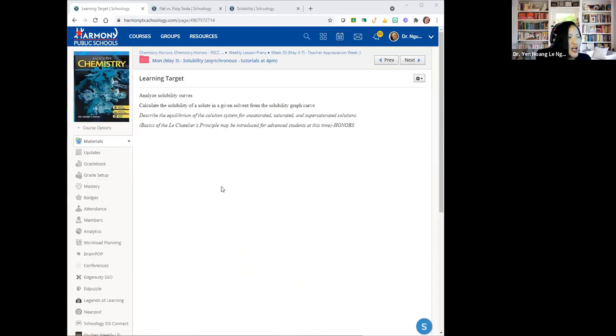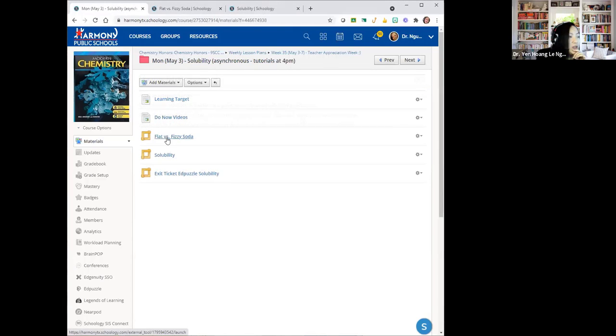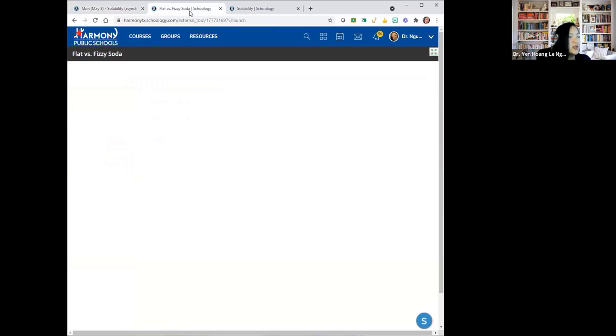Your learning target is to be able to analyze solubility curves for unsaturated, saturated, and supersaturated. We've talked about solubility of solvent and solute a little bit before, and we've talked about unsaturated, saturated, and supersaturated solutions, okay? Now we're going to be able to describe them on a graph. I'll start off with the simulation and then show you the practice in a bit. But right now, I want to go over the simulation.